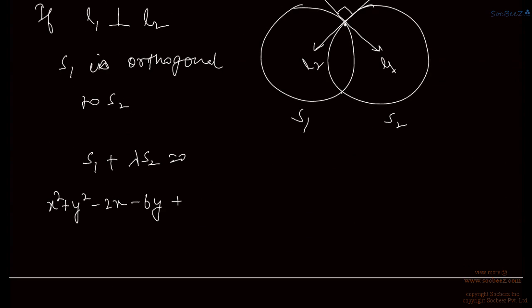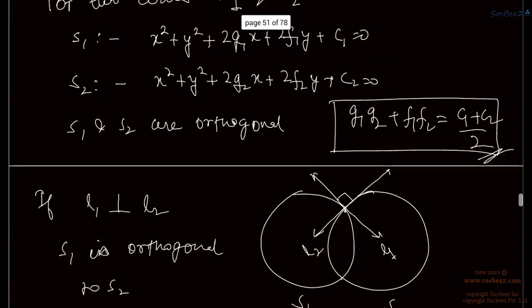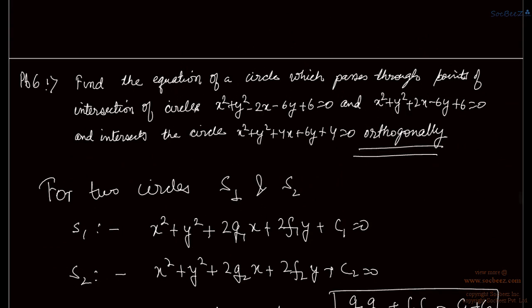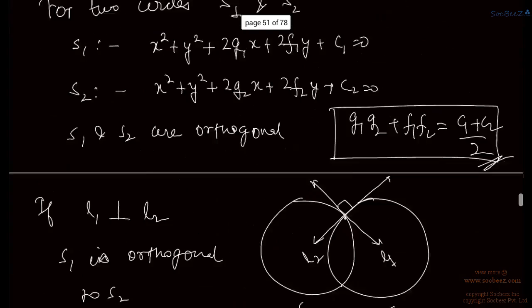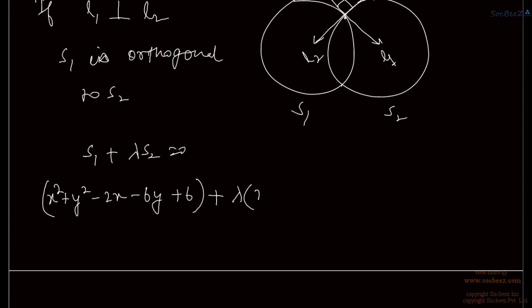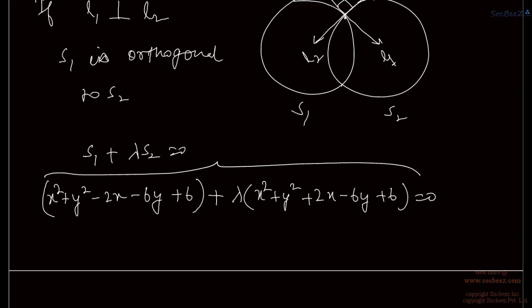x square plus y square minus 2x minus 6y plus 6 is equal to 0, plus lambda times x square plus y square plus 2x minus 6y plus 6 is equal to 0. So this circle will pass through the point of intersection of these two circles.